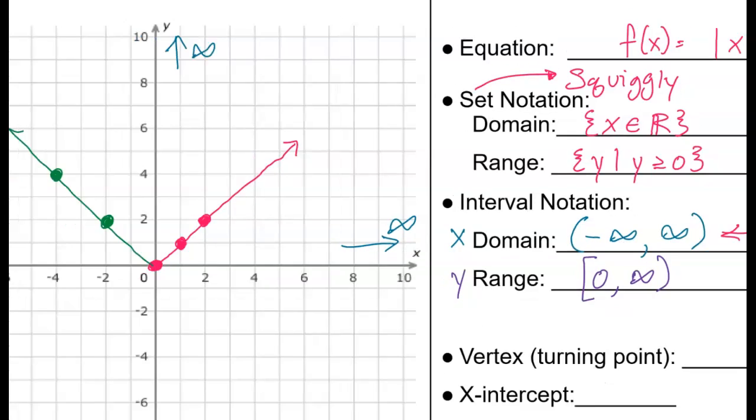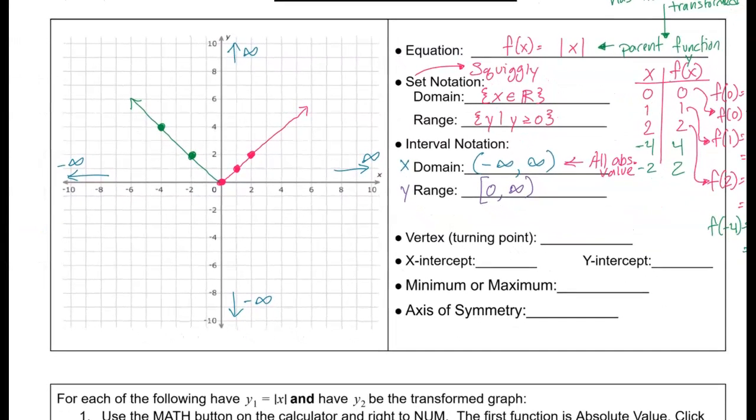Any questions on domain or range? All right. Now just really quick, some attributes. All of these are actually called attributes of the absolute value graph. Where is our vertex for this parent function? 0, 0. Where's our x-intercept? At what point gives us the x-intercept? 0, 0. What point gives us the y-intercept? 0, 0.